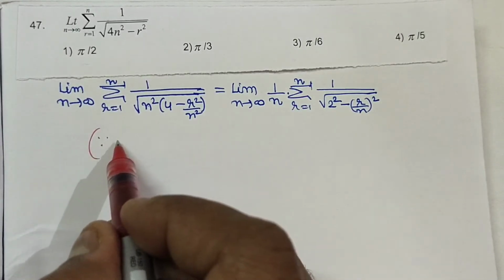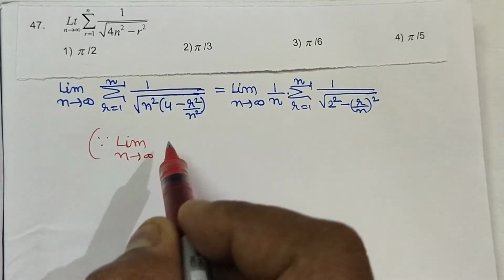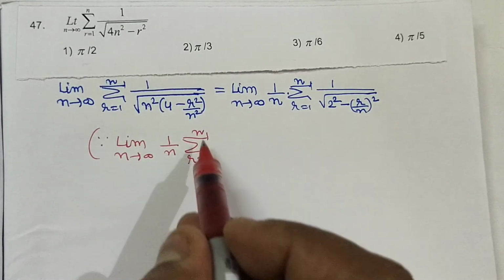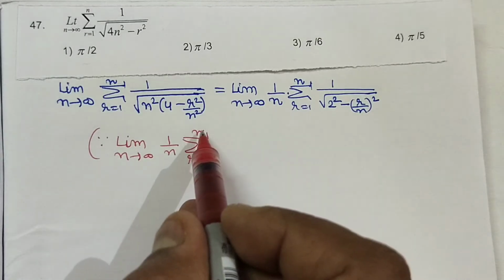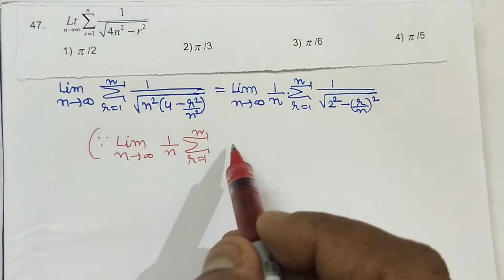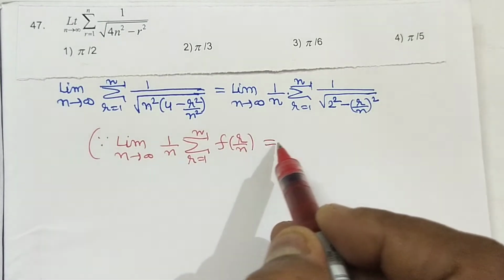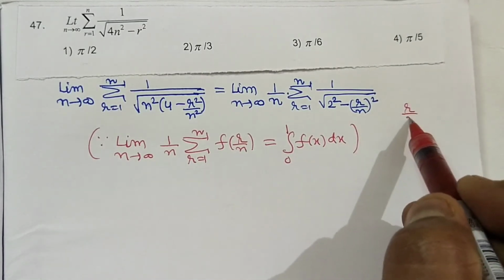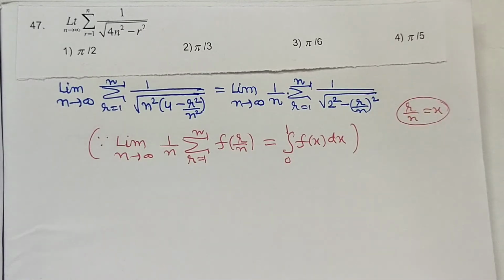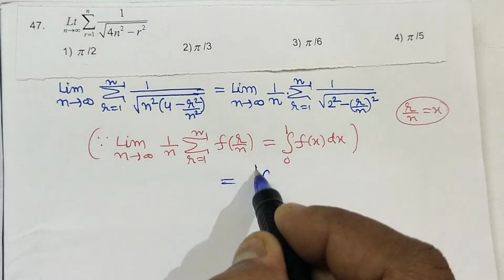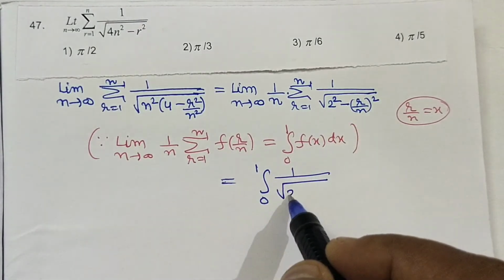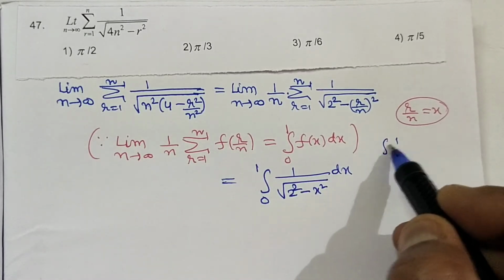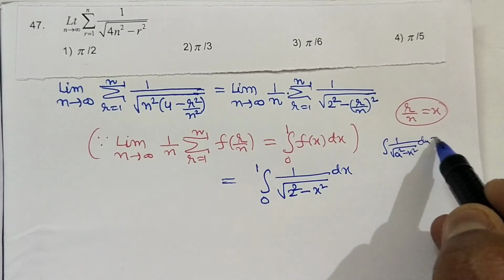So here also we have the formula: limit n tends to infinity, 1 by n sigma r is equal to 1 to n, which is the same as r equal to 0 to n minus 1, both are same, f of r by n is equal to the integral 0 to 1 f of x dx. That means wherever r by n is there, you have to replace it with x. So this becomes the integral 0 to 1 of 1 by square root of 2 square minus x square dx. We know that the integral of 1 by root of a square minus x square dx is equal to sine inverse x.